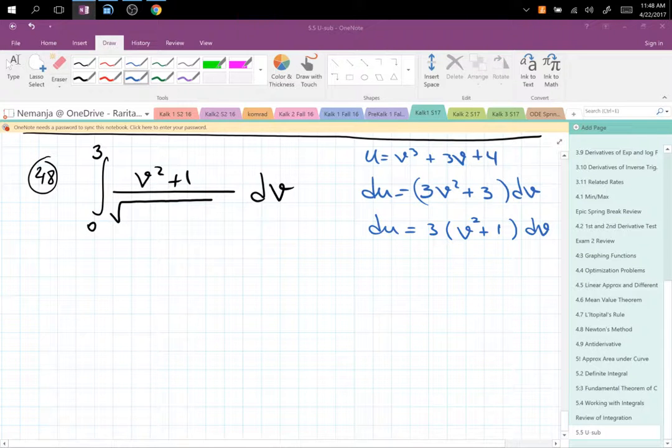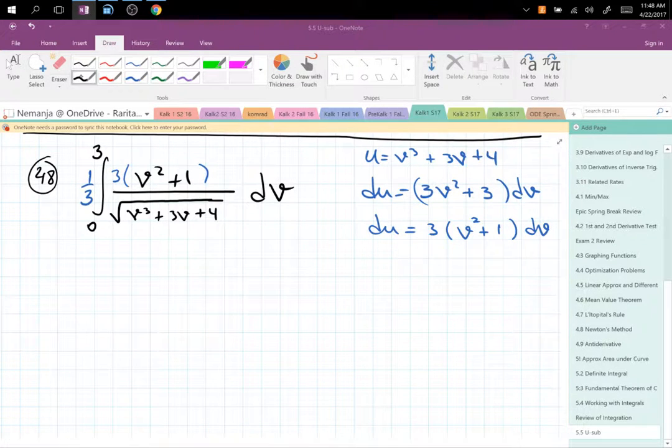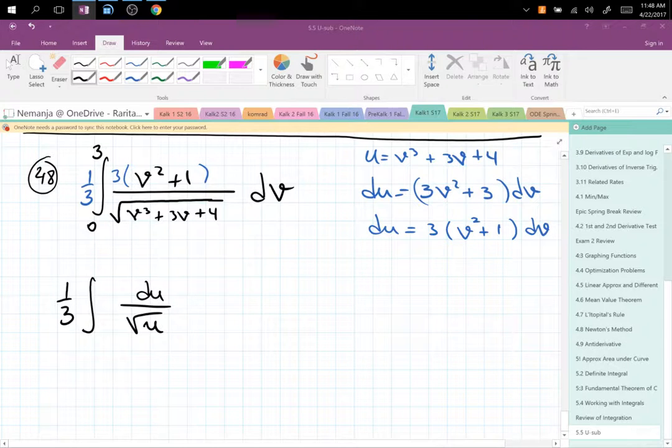So I know I need to multiply by 3, and 1/3 in front to balance it out. So the whole thing becomes 1/3 integral du divided by the square root of u. And now I have to transform the limits.